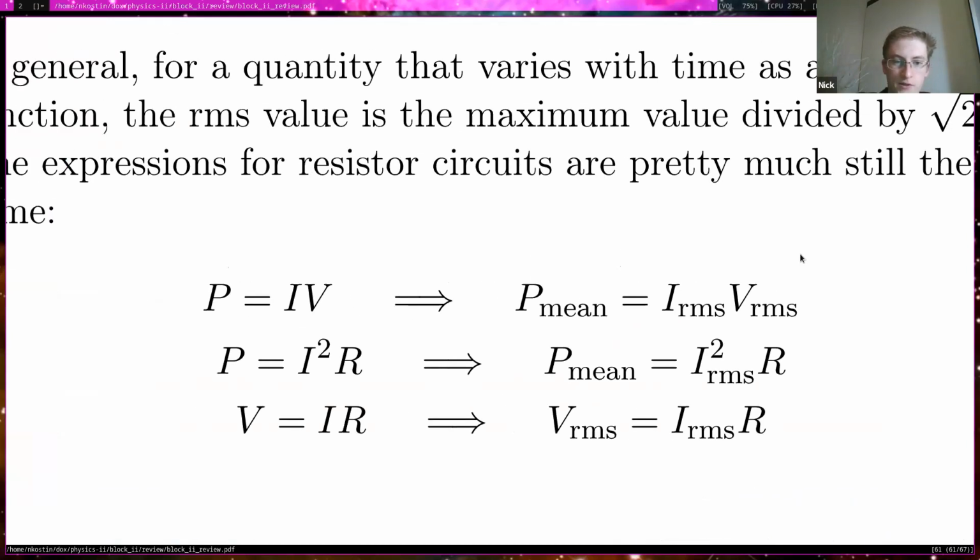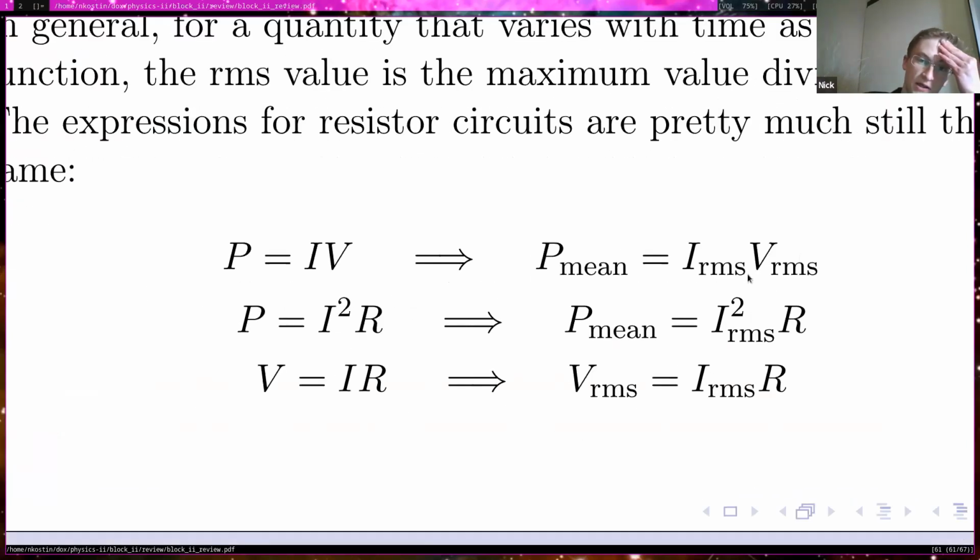So if I have a resistor circuit, just like an AC signal source going into a resistor, the power dissipated by that resistor is no longer I times V, but the average power is now I RMS times V RMS. Or if I don't want to calculate both the RMS current and the RMS voltage, I can just use the RMS current, square it, and multiply it by the resistance to get the average power. And I can also say that the RMS voltage across that resistor is equal to the RMS current times the resistance. So basically just Ohm's law, except everything now has an RMS in front of it.